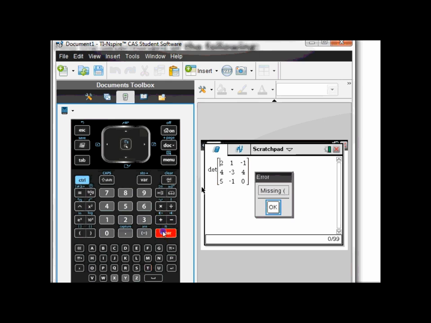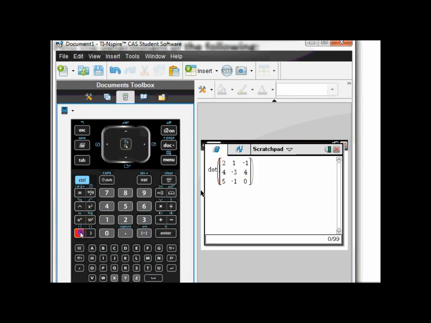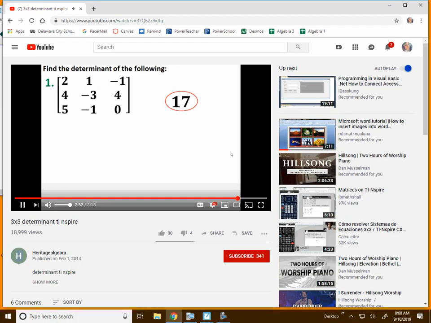Now, if you hit enter right here, it's going to say that we're missing a parenthesis. So you just hit OK. Go over here, right after the T, in between the T and the matrix, and add a parenthesis. The TI-Inspire is nice because as soon as you add the first one, it will add your last one. Then you just hit enter. It says the determinant on this one was 17. So we go back here, and our answer for this one will simply be 17.